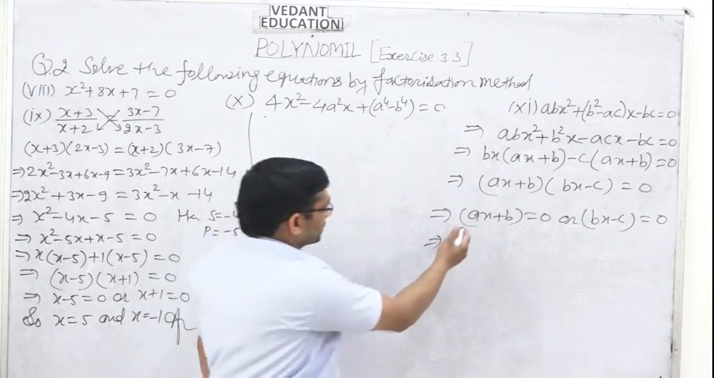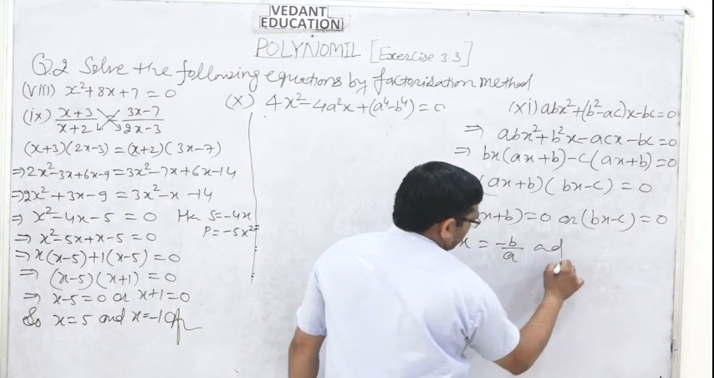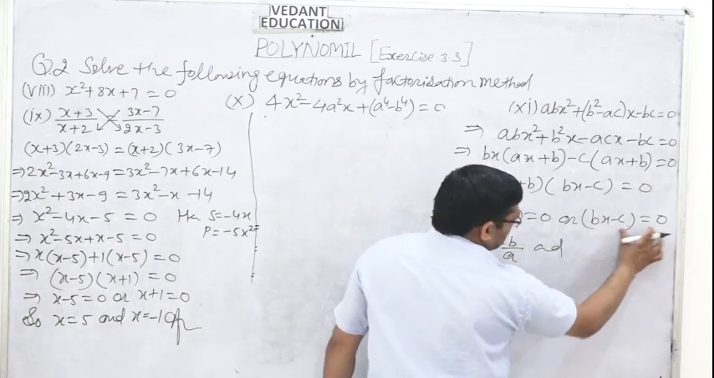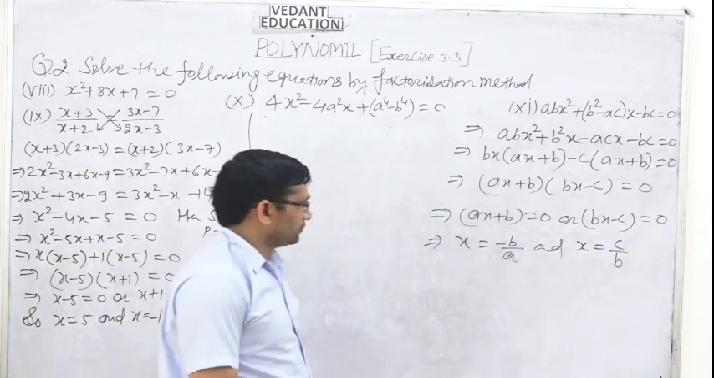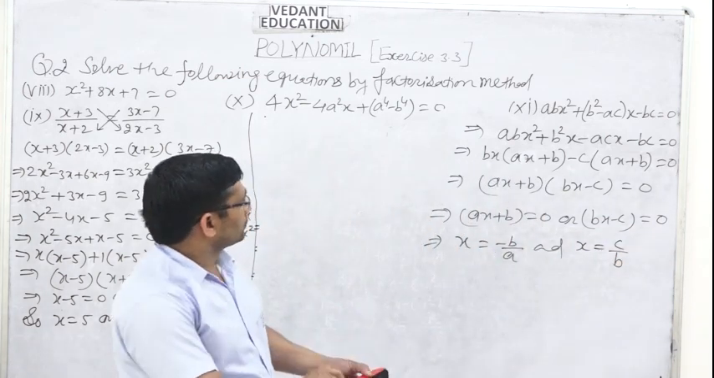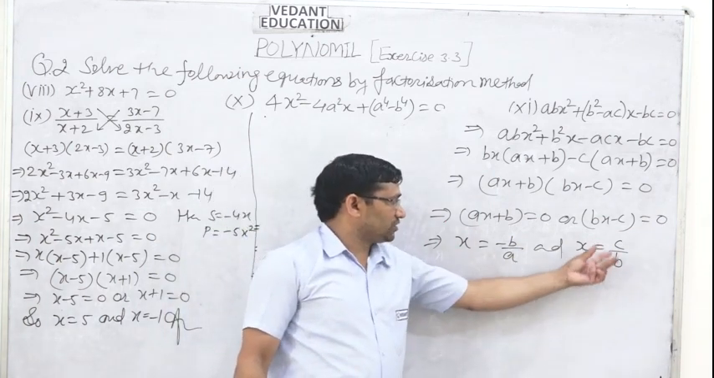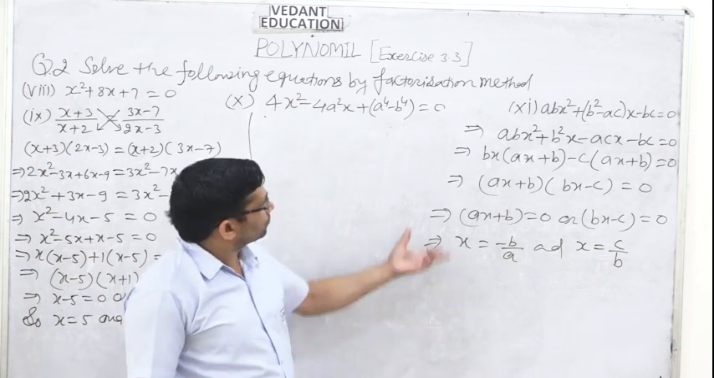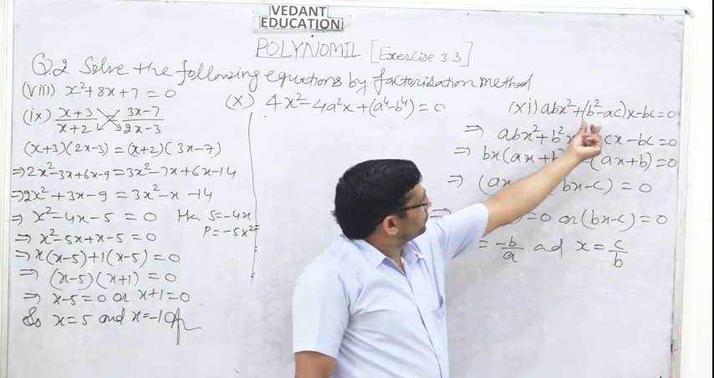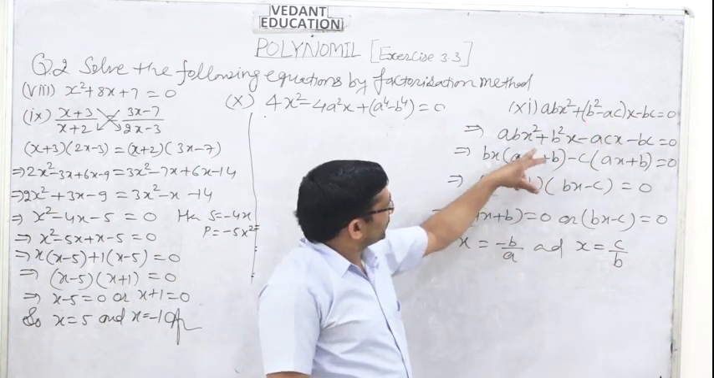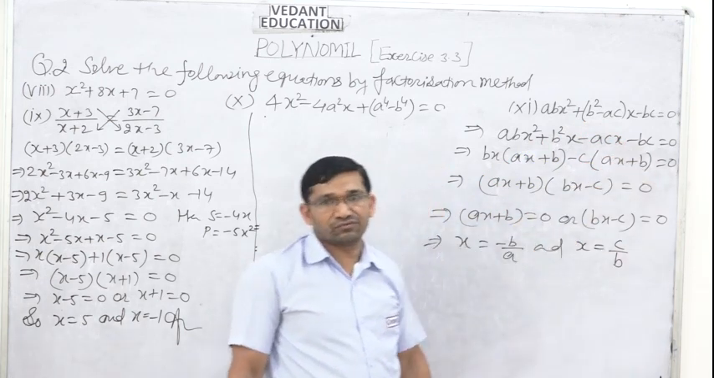If ax plus b is equal to 0, then x is equal to minus b upon a, and if bx minus c is equal to 0, then x is equal to c upon b. So x is equal to minus b upon a and x is equal to c upon b are the solutions of this quadratic equation. So to simplify this, first we simplify b square minus ac into x. So we get b square x minus acx minus bc is equal to 0.